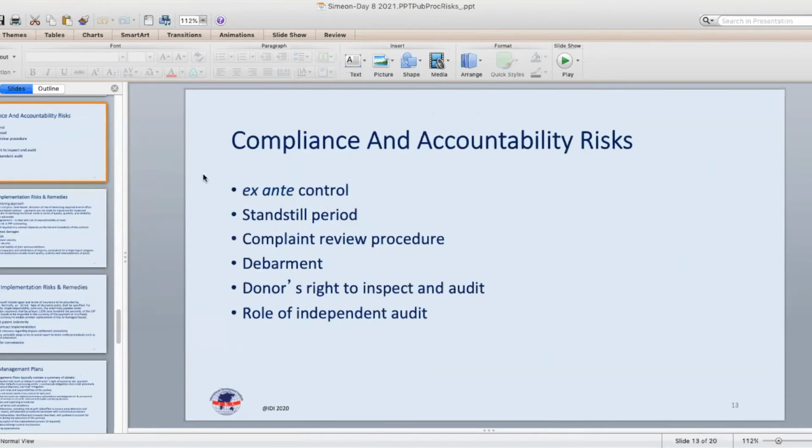Forgive me. I just want to mention here donors' right to inspect and audit. Obviously, in World Bank financed procurement and similar types of scenarios, the contract and the other documents in the procurement will give certain rights to the donor to inspect and audit the procurement process.